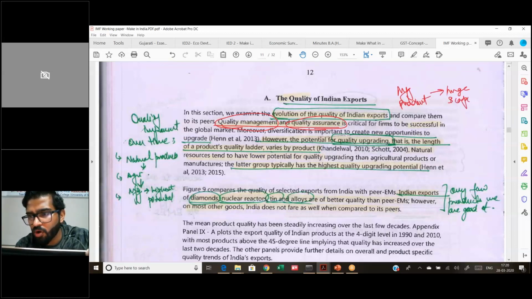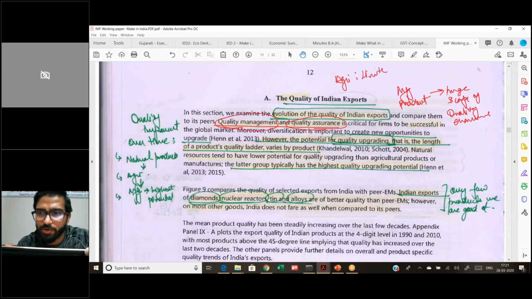So in terms of manufacturing products, there is a huge scope of quality enhancement, whereas in agrarian products this is limited. The potential for quality upgradation, the length of a product's quality ladder, is lower for natural resources as compared to products which are manufacturing in nature.